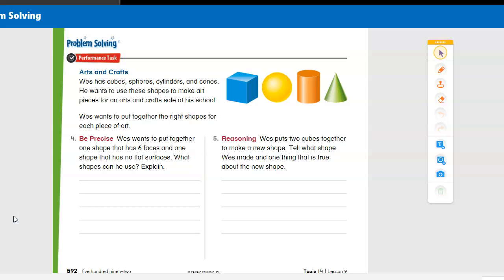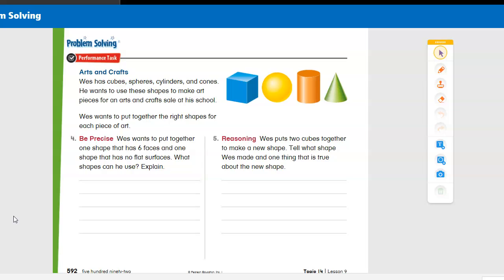So let's read number 4. Number 4 says, Wes wants to put together one shape that has 6 faces and one shape that has no flat surfaces. So Wes wants to put together one shape that has 6 faces and one shape that has no flat surfaces.